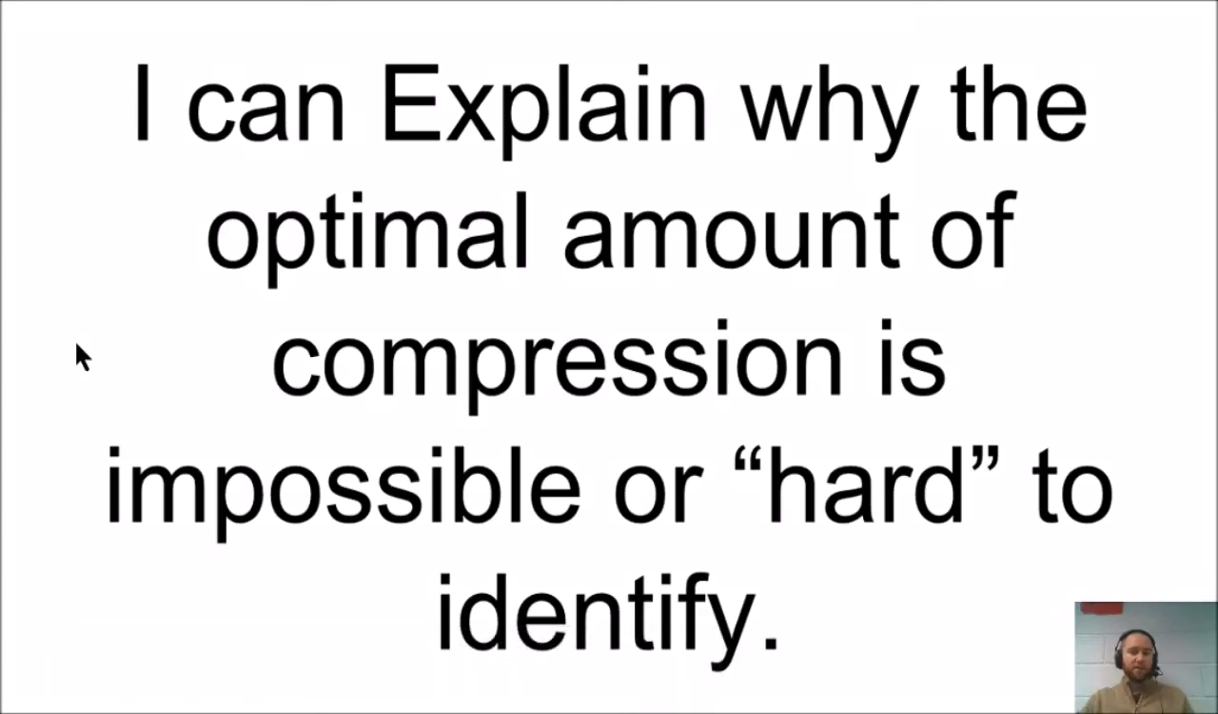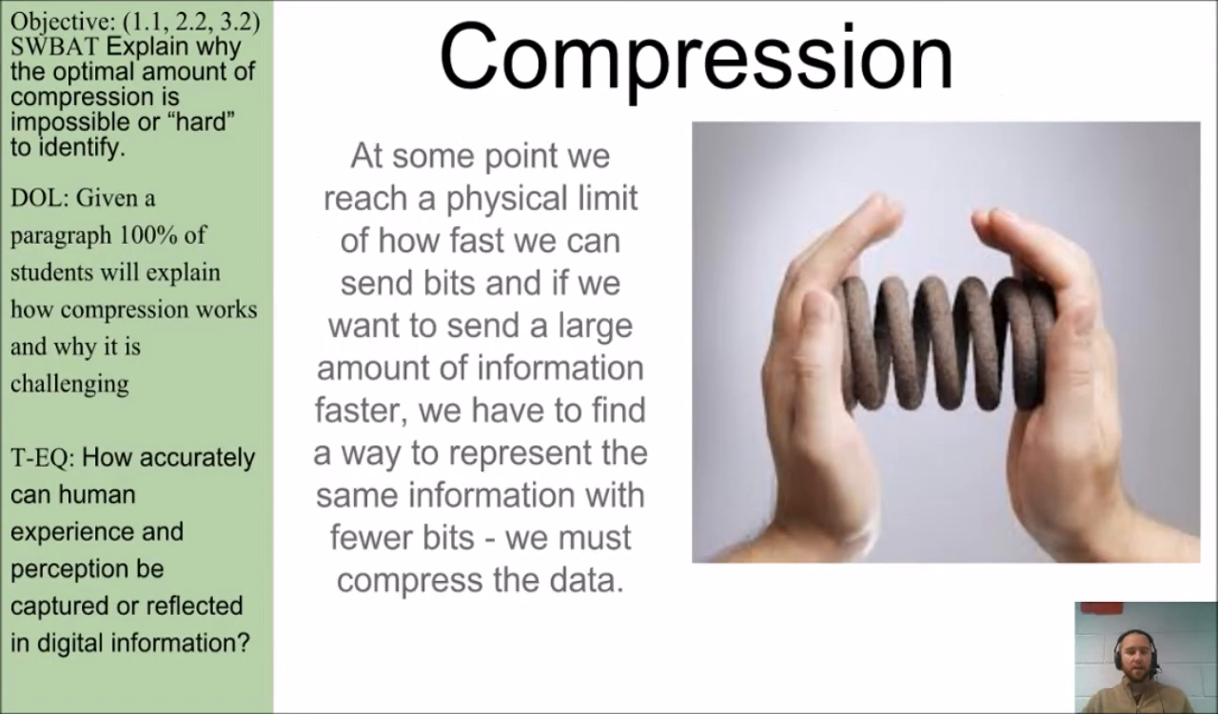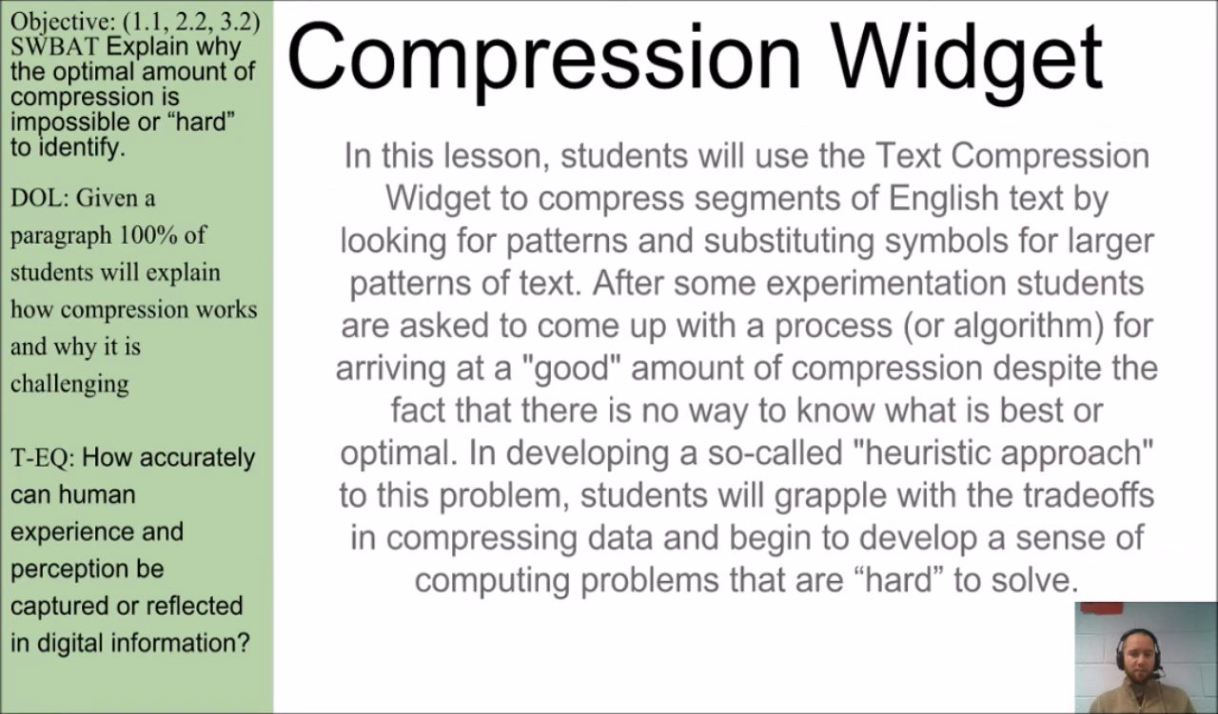The objective of this video is to explain why the optimal amount of compression is impossible or hard to identify. So what is compression? At some point we reach a physical limit of how fast we can send bits, and if we want to send a large amount of information faster, we have to find a way to represent the same information with fewer bits. We must compress the data. So that's what compression is, sending fewer bits. That's it. Compression is sending fewer bits.